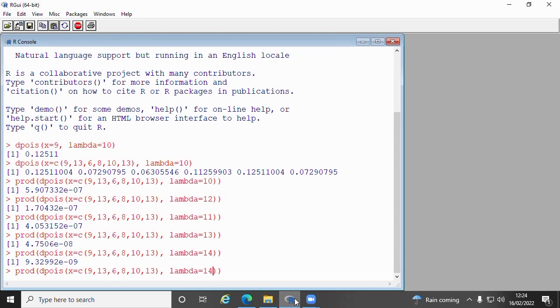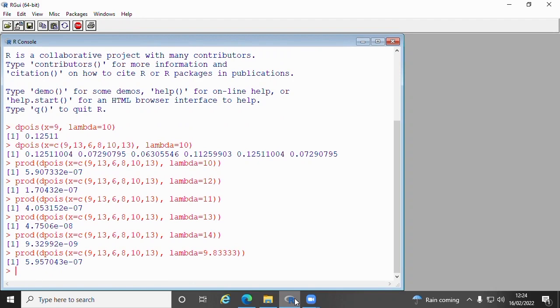But actually, I can show you that this lambda will give you a larger probability. So how can we get this number? You will learn later. We call this the maximum likelihood estimate.